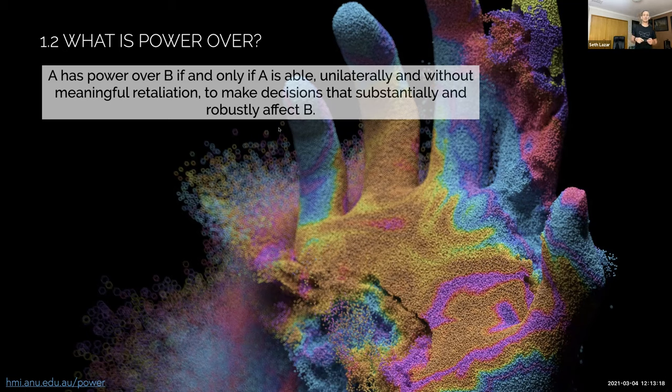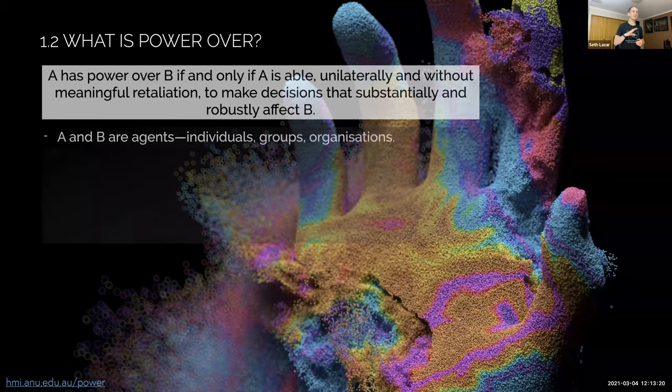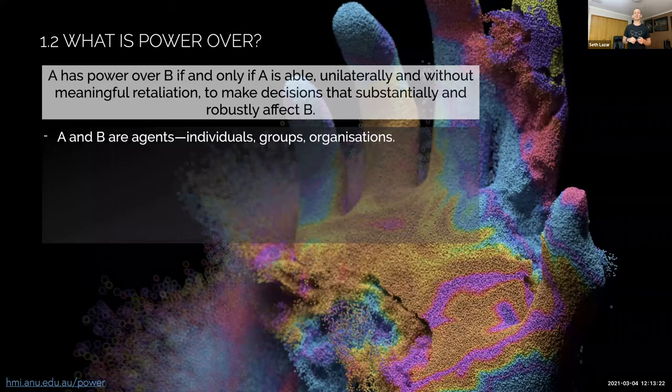So let's go through each step of that. A and B, here I'm talking about agents. I'm going to revisit this in a bit. And I mean this in a very general sense. It could be individuals, groups, or organizations. It's going to stand in contrast with what I'll talk about later, which will be social structures. Think about this in the context of a public health officer who's deciding who gets the vaccine, what order people are going to get the COVID-19 vaccine. They have power over the people they can affect by that significant decision.